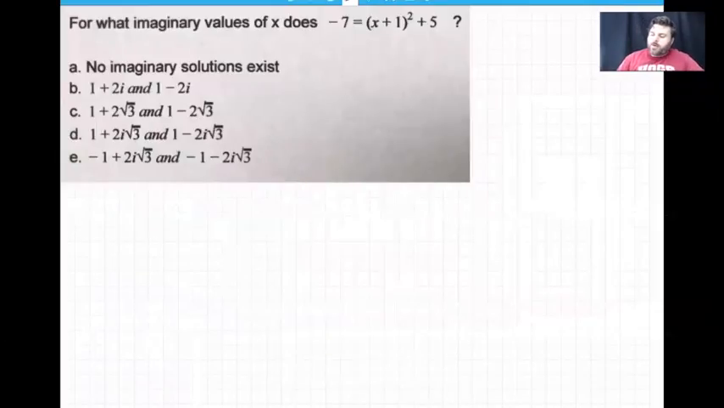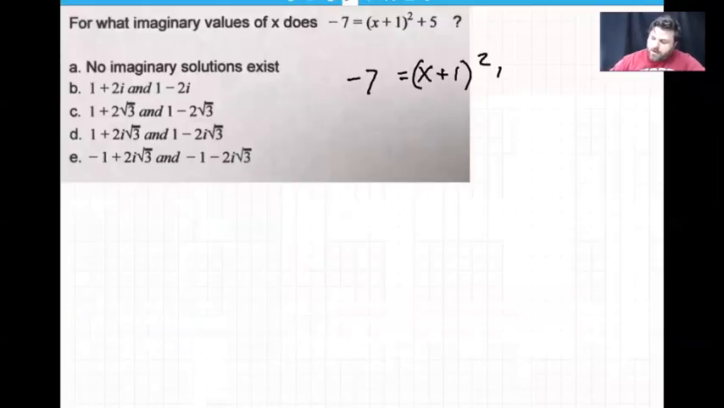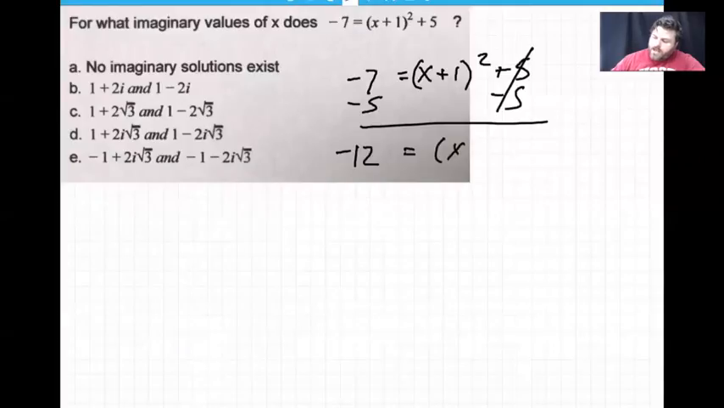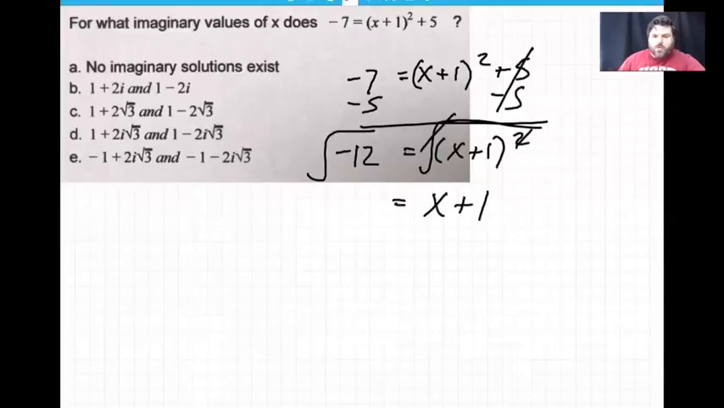So here's what we're going to have to do. We're going to have to solve this thing like it's a regular equation because it's in vertex form, and that's how we solve vertex form. So I'm going to take away 5 from both sides. That gives me negative 12 equals (x plus 1) squared. Okay, now I can square root both sides. The square and the square root cancel, x plus 1 equals the square root of negative 12. Okay, here's how this works. Basically, you pull out the negative with an i.